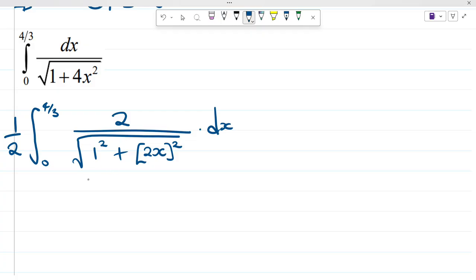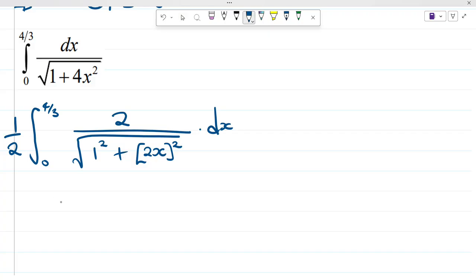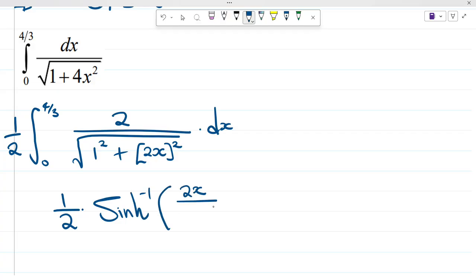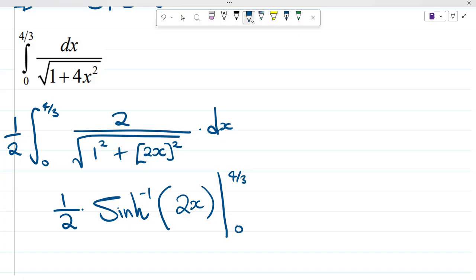Then I conclude, because now I have the derivative of whatever is squared, and I can see that this whole format is that of inverse hyperbolic sine. I also take whatever is outside the integral with me to the answer. So it's going to be inverse hyperbolic sine of what? f of x is 2x, and our a is 1, so it's just 2x. And then I put my limits being 4 over 3 and 0.